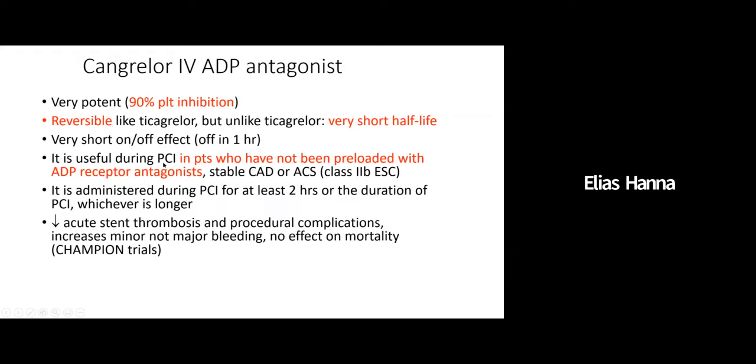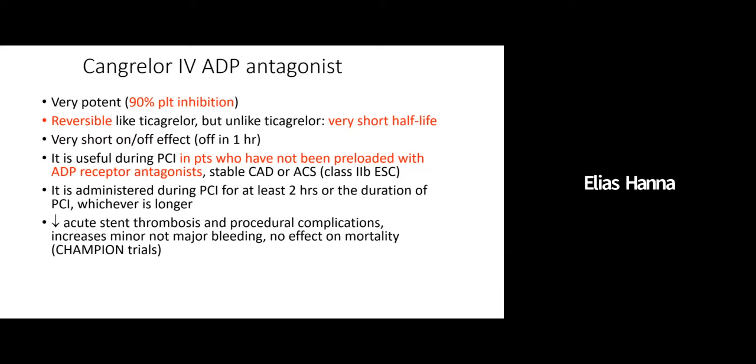It is useful. Now, where is it used? This is not a drug to be used as a bailout if you're having a complication. This is a drug that is only valuable if a patient has not been on an ADP receptor antagonist before your procedure, and you want to use something potent, you're doing a complicated procedure, and you want to be covered during your procedure.